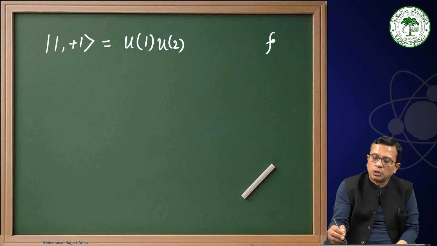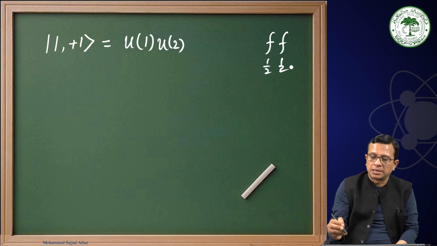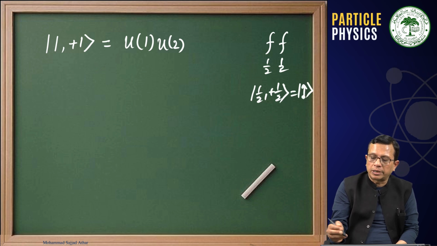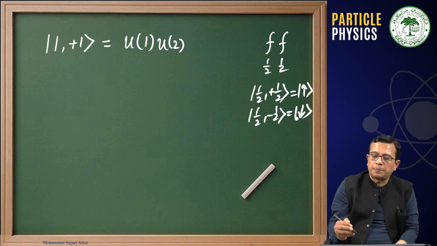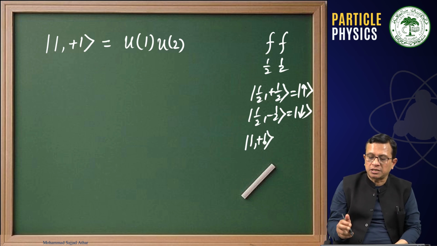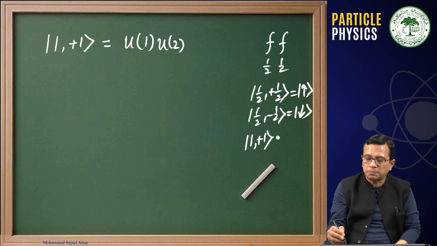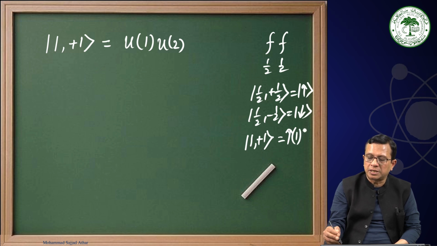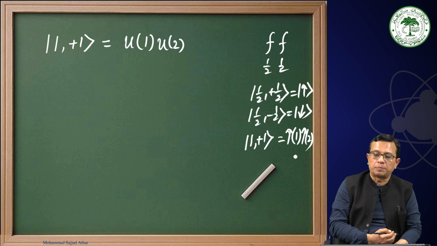This is similar to two fermions. Both of them are spin half objects. Then the spin up state we wrote as half plus half when we talked about spin, and the spin down state as half minus half, which represented a down state. Therefore, 1 plus 1 is a system with spin 1 whose projection is plus 1, with particle 1 in the spin up state and particle 2 in the spin up state.